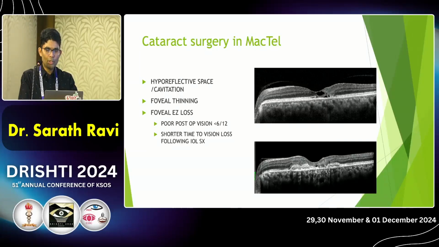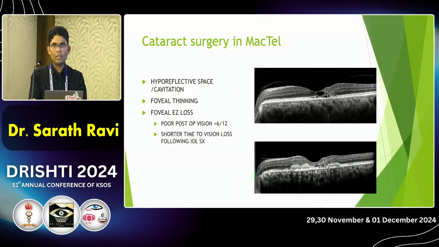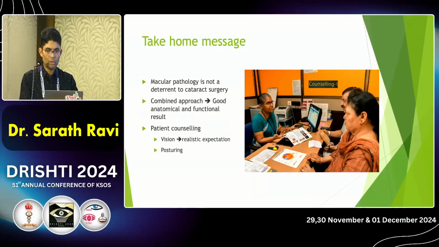And some of your cataract surgery patients may have such a pathology in the macula where you find cavitations in the inner or the outer retina, or a foveal loss of ellipsoid zone and thinning of the fovea. And these patients with the foveal loss of ellipsoid zone have a final post-op visual acuity less than 6/12, and these are the patients who have an early loss of vision following the surgery also because of disease progression, rather than the cataract surgery having anything to do with the progression.